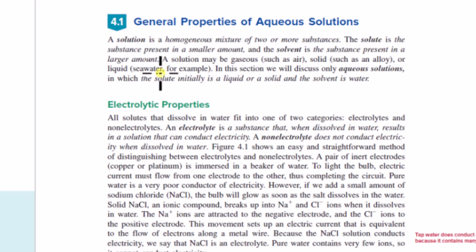And the solute is the substance present in the smaller amount, and the solvent is the substance present in the larger amount. So there's only going to be one solvent in a solution, the substance present in the largest amount. But there could be more than one solute, more than one substance present in the smaller amount relative to the solvent. Okay, a solution may be gaseous, such as air, solid, such as an alloy, or liquid, seawater, for example.